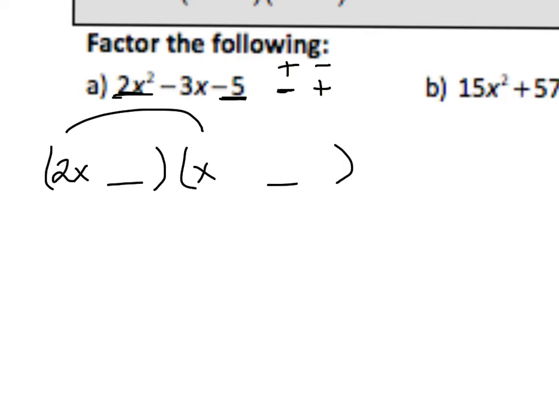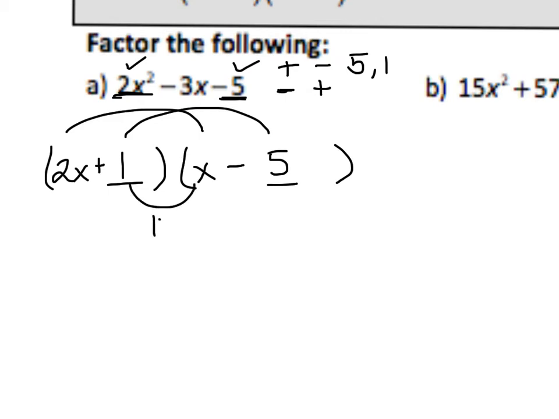So this is where you just got to guess and check here. My factors of 5 are basically just 5 and 1. So I'm going to play around with where they go. If I put a 1 here and a 5 here, and I put this as subtraction and this as addition, I'm going to check the middles, knowing that 1 times negative 5 is negative 5. So I know I got the back half okay.